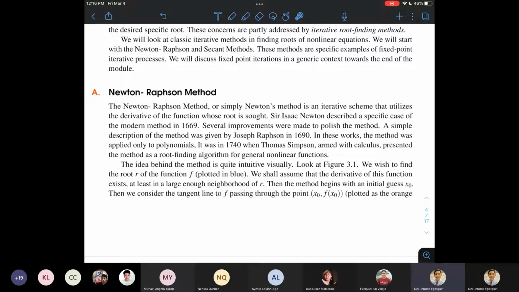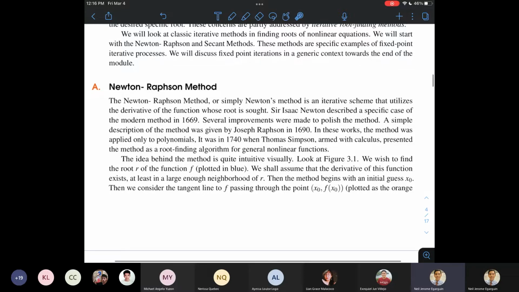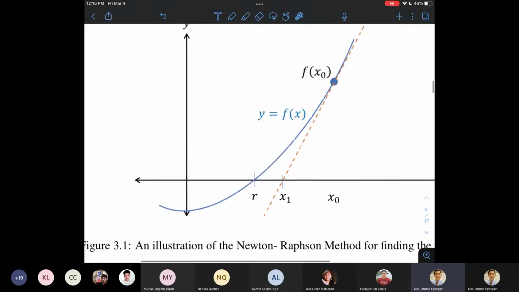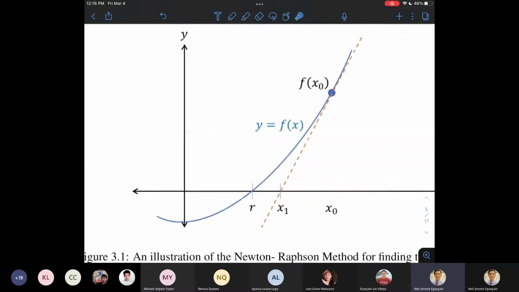Okay? Now, let's first look at the idea, the theory behind the method itself. Okay? So kunwari, kukunin natin yung root ng isang function, yung blue function, f of x. Okay? It is not an interval-based method, so you don't need to have an interval and check the function values at the endpoints if they are opposite in signs.